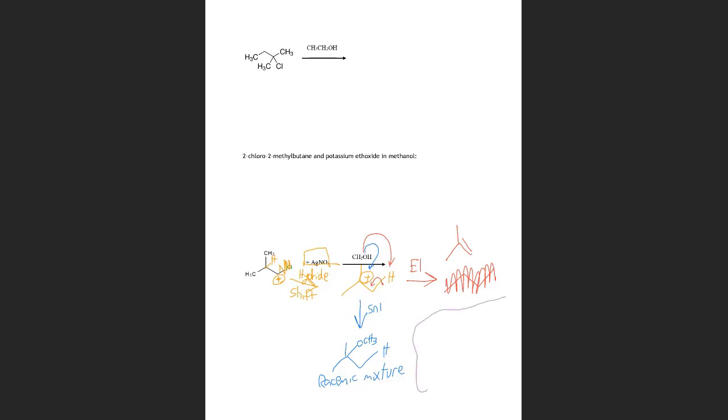So, mixture E1, SN1, and then I'll remind you, the test will specify which. So again, they'll ask, what is the major substitution? What is the major elimination problem? Or they'll only give you one answer choice, like all double bonds or no double bonds for your answer choices.